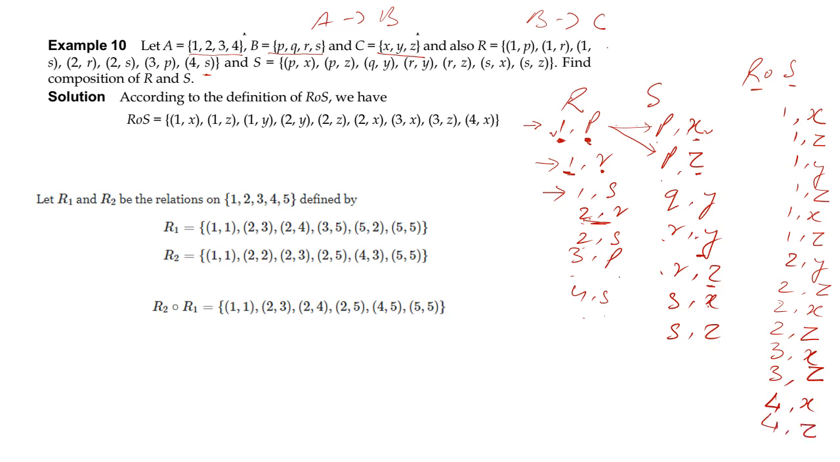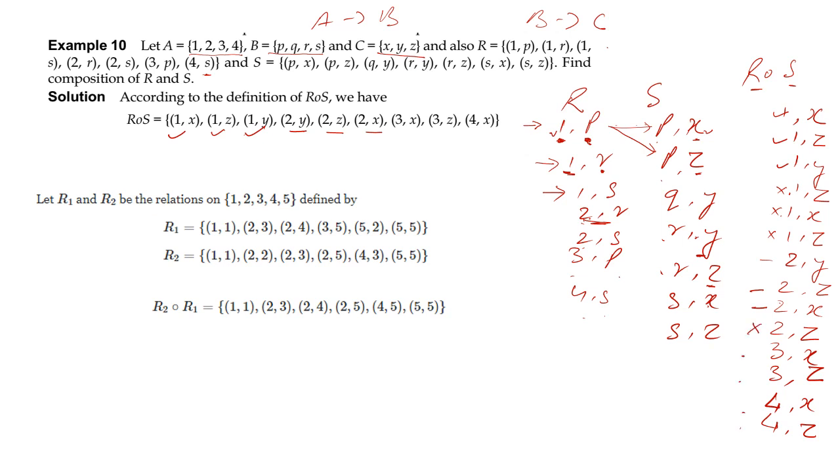Now from this list, I will take the pairs 1X, 1Z, 1Y. Now 1Z I have already taken, 1X I have already taken, so I will not take these pairs. So I will take 2Y, 2Z and 2X. Again 2Z I have already taken, so I will not take this pair.